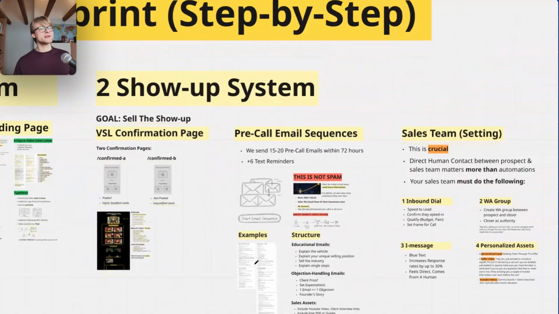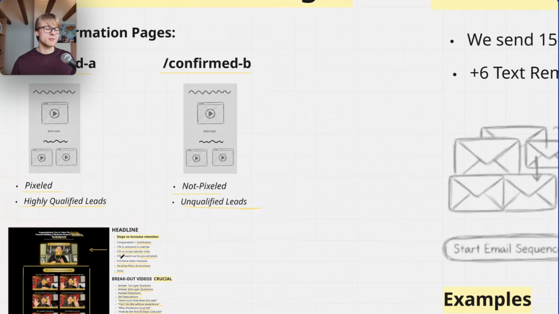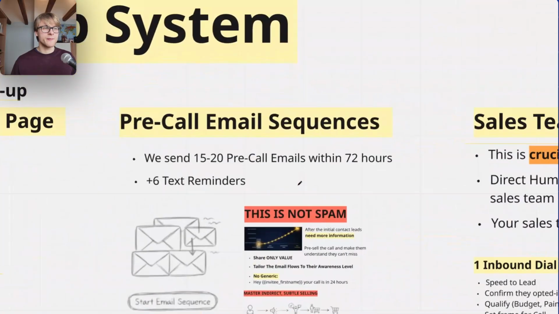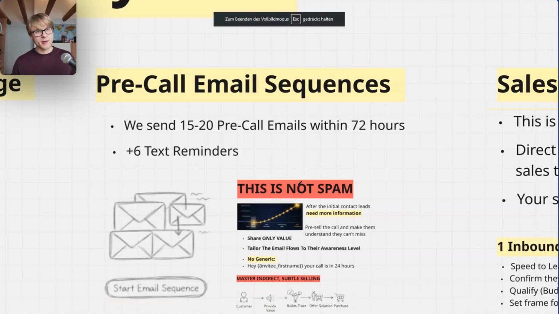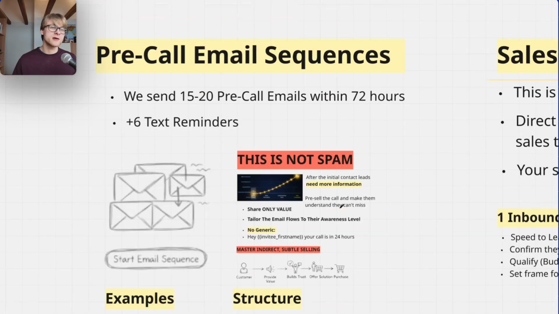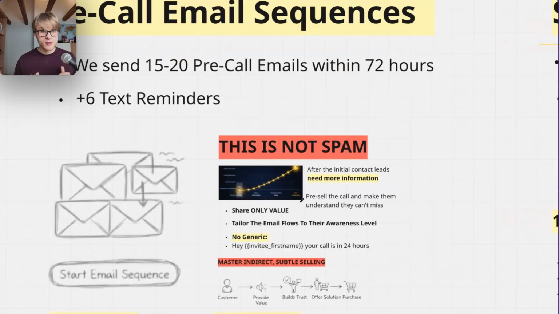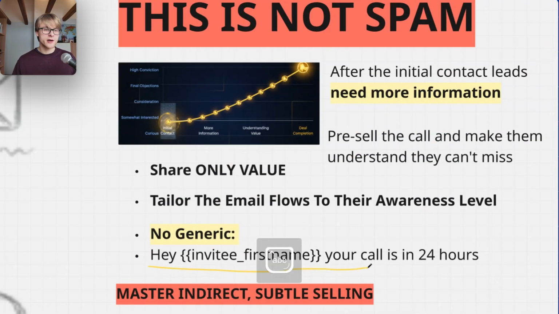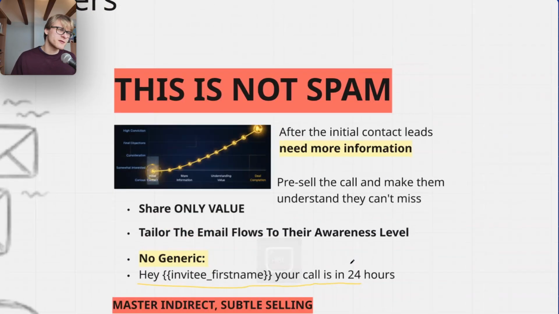And then once we've done this, we already told them, right, a setter will reach out and you will get some emails, okay? And in these emails, we're basically sending them 15 to 20 pre-call emails within 72 hours. And 6 text reminders. And this is not spam, guys. I know a lot of people might be asking, oh, I don't want to spam them. I don't want to be too salesy. It really depends on how you're writing your emails. If you say something like, hey, your call is coming up in 24 hours, yeah, sure, you're spamming these guys, because they don't care about these reminders. 1 or 2 reminders are fine, but not more.